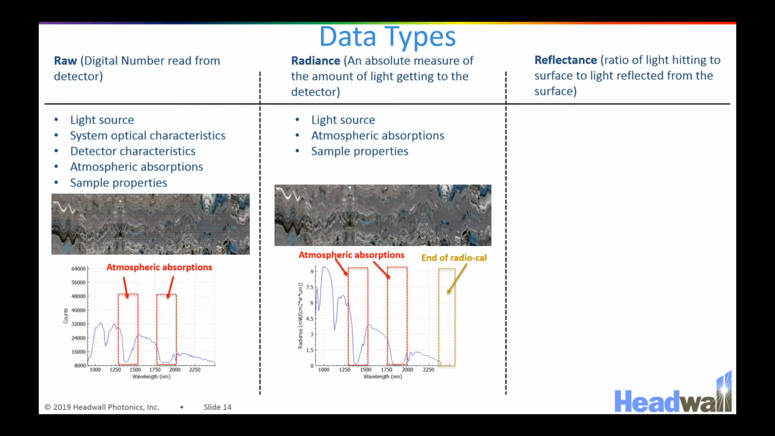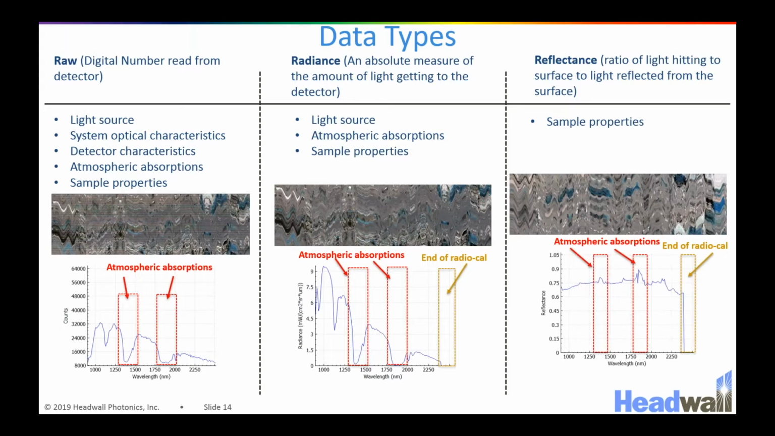And that will include properties of the light source, the atmospheric absorptions, and the sample properties. Again, the radiometric correction will eliminate any detector characteristics. It will eliminate any system optical characteristics. And so the striping that you can see in here is due to differences in different lines in the detector, and it is taken out in the radiometric correction. I also just want to note that in the SWIR range, there are a couple of bits of the spectrum that are always missing due to atmospheric absorptions.